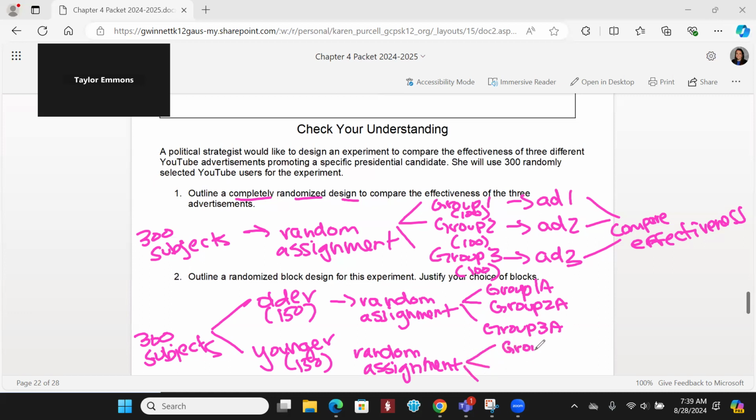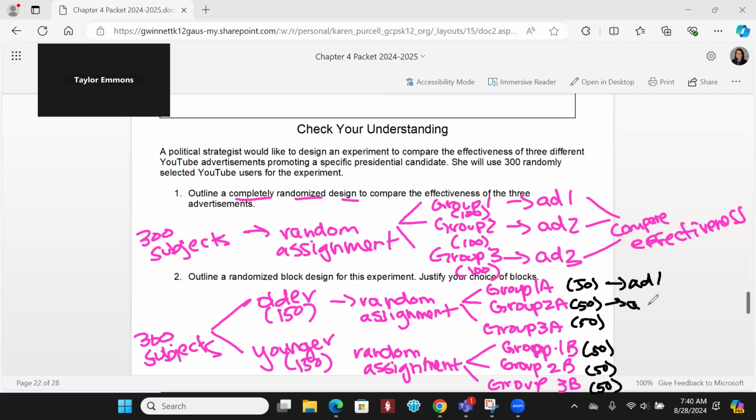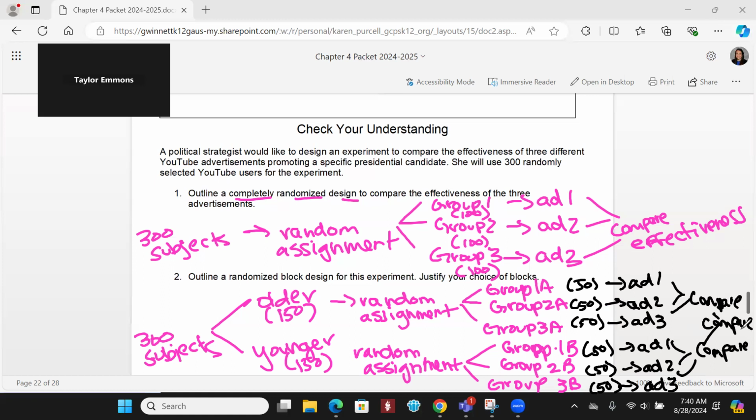You're going to do the same thing for down here: group 1B, group 2B, and group 3B. You want to make sure that you state how many is in each group. So it's 50. Okay, and then you're going to say ad 1, ad 2, ad 3, because that's the treatments that they're getting. And then you're going to compare within that group. Compare within this group. And then compare between the two.